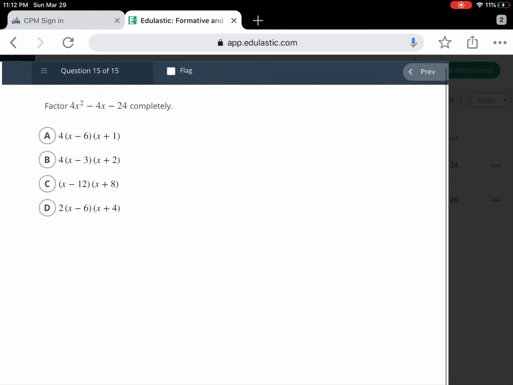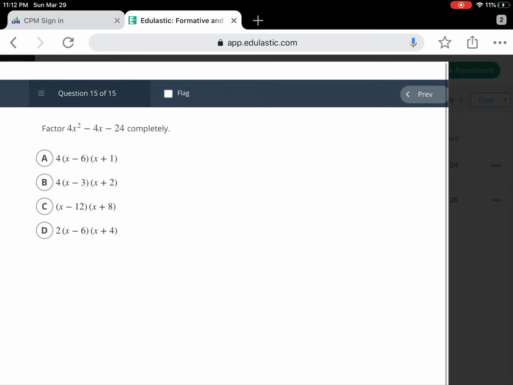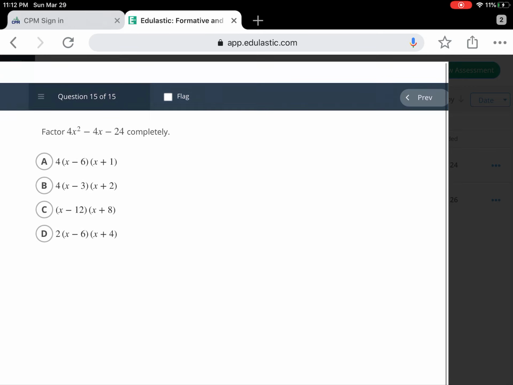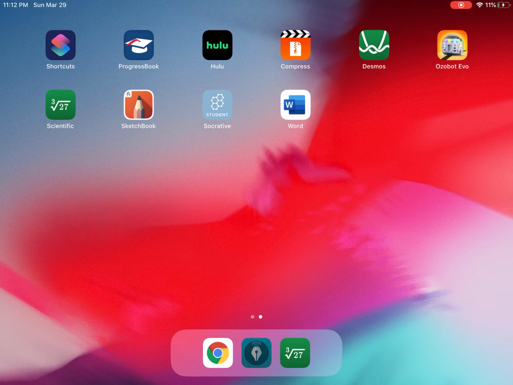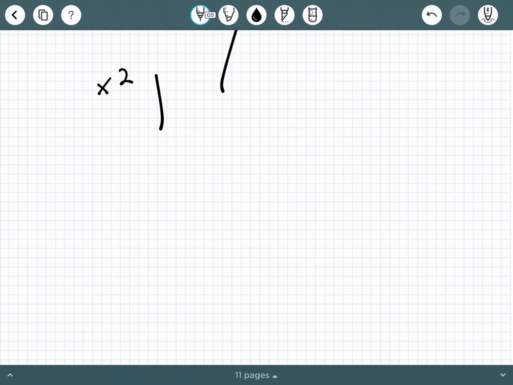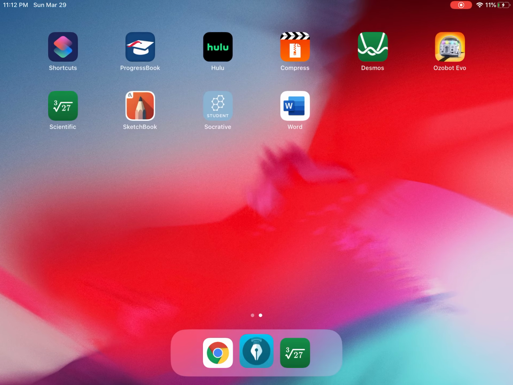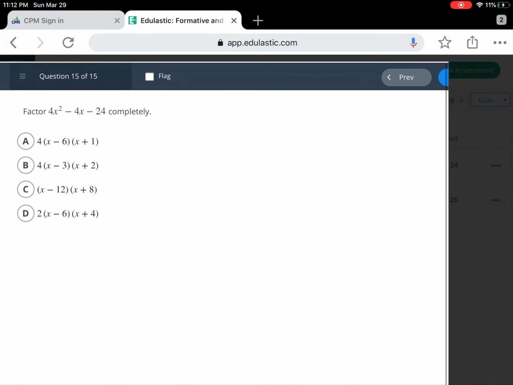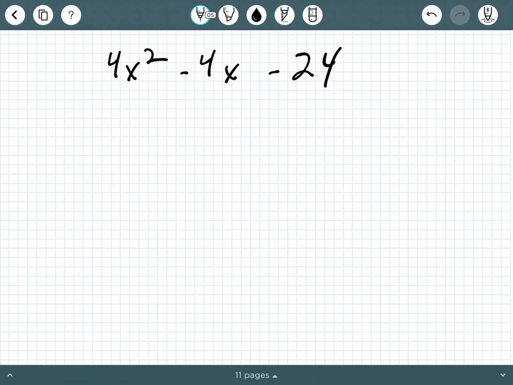All right, on to our last question, factoring completely, and this is something we talked about before we got this break from each other. So let's do that one together. 4x squared minus 4x minus 24. So I said 4x squared minus 4x minus 24. Now I just want to make sure that was all subtraction. All right, so double checking that. Now going back to factor.